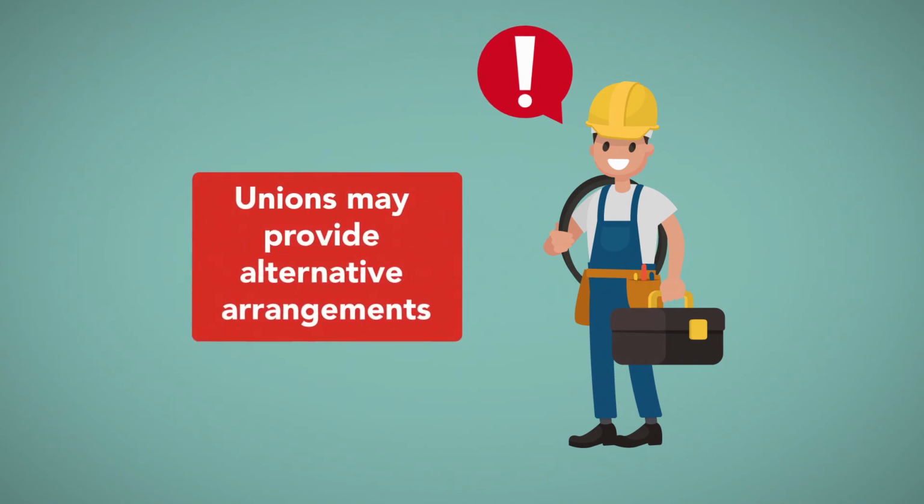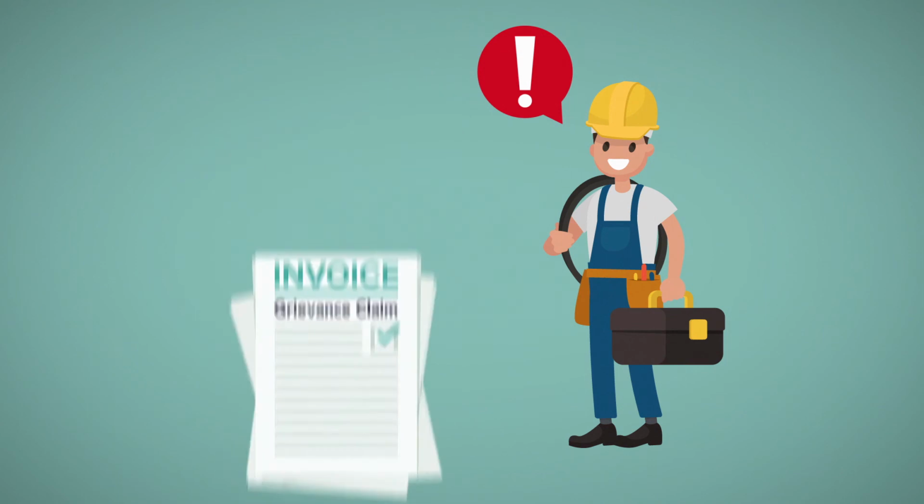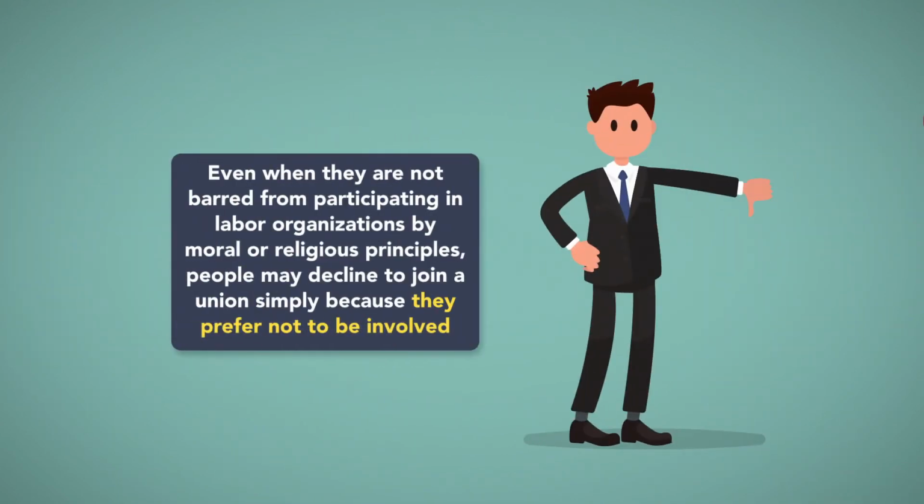For example, if an employee has a religious objection to participating in a labor organization, unions may provide alternative arrangements. Often, these employees are required to contribute to a non-religious, non-labor union organization in the same amount as the ordinary union dues. They are also still typically required to pay reasonable costs for grievance claims the union may handle on their behalf. Even when they are not barred from participating in labor unions by moral or religious principles, people may decline to join a union simply because they prefer not to be involved.